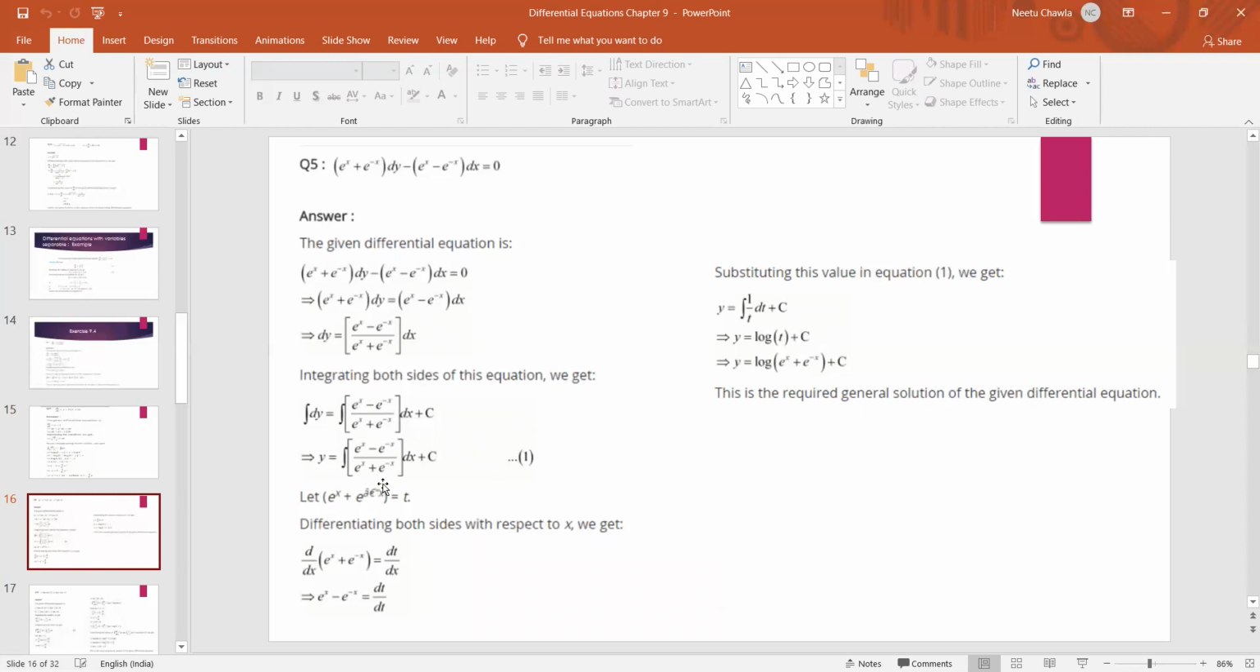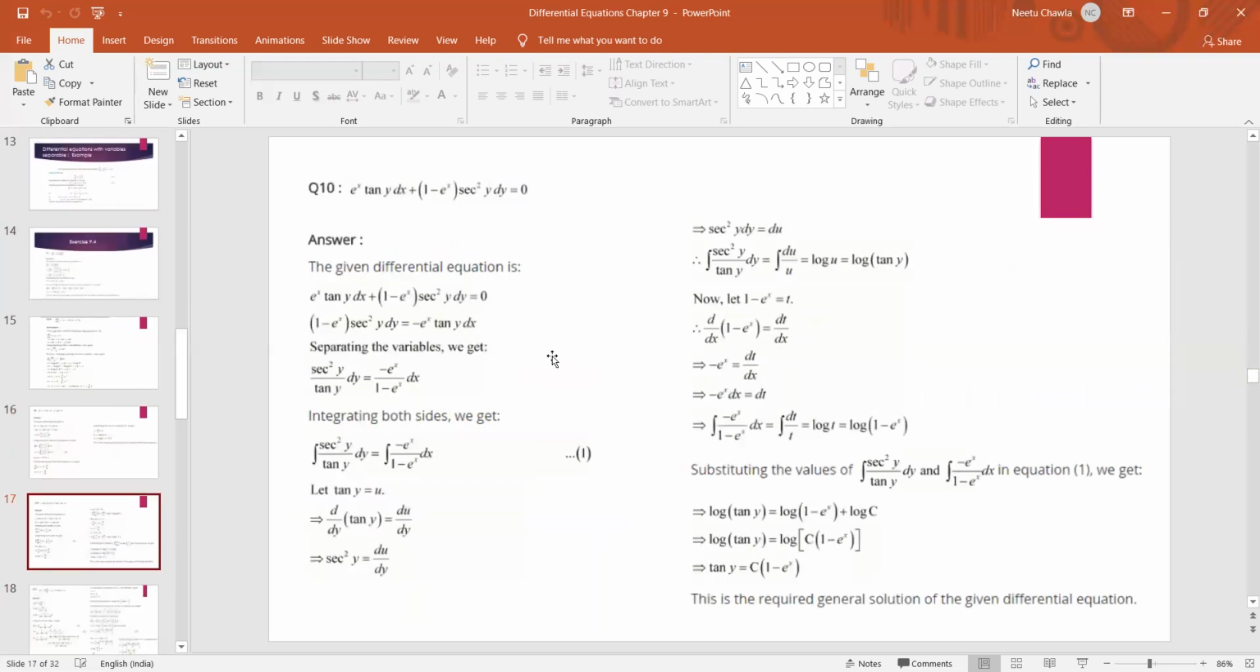And in place of t, I have to again substitute the value in the form of x. Do not leave the answer in the form of t. Always the answer comes in the same variables which were given in the question. So y is equal to log (e^x plus e^(-x)) plus c, which is the required general solution of the given differential equation. So this is always in the form of y. Try to bring the final answer in the form of y, so that all the remaining terms are on the right hand side.